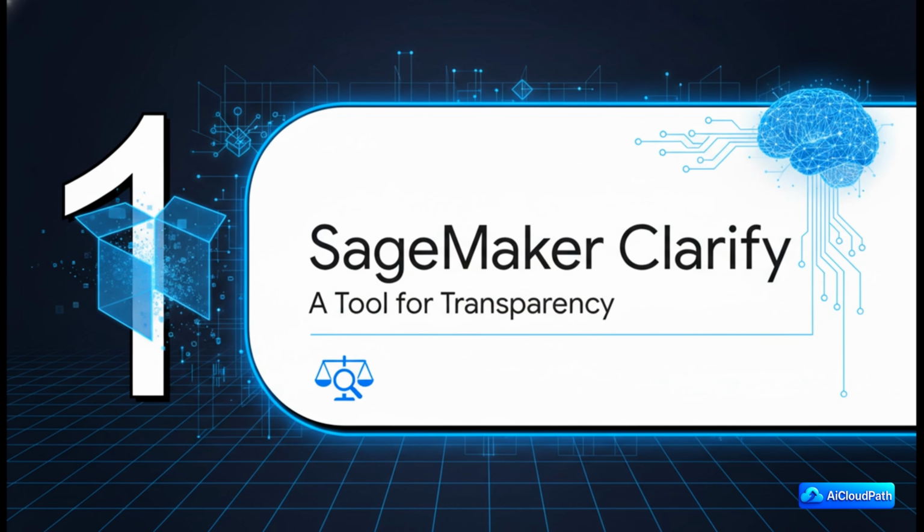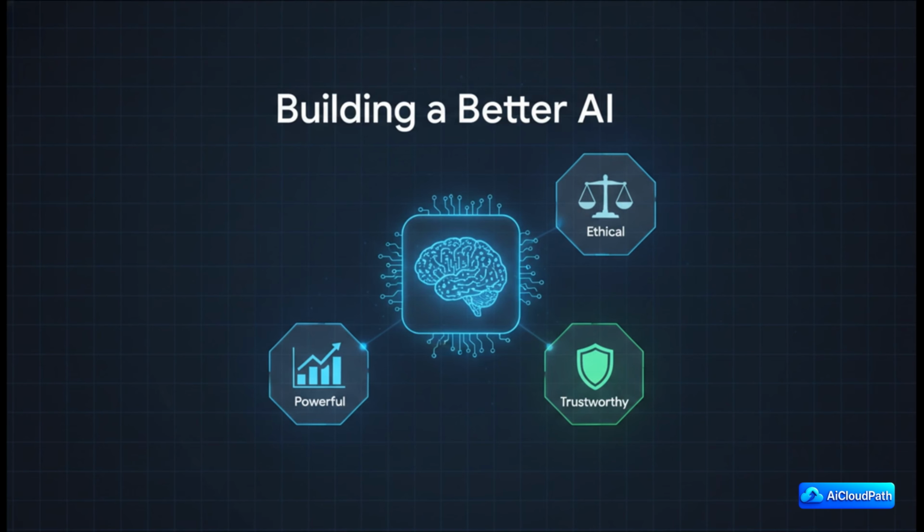Well, that's exactly where a tool like AWS SageMaker Clarify comes into play. It's designed specifically to bring transparency to the table, helping us understand how and why an AI model makes the decisions it does. See, the ultimate goal here isn't just to build powerful AI. It's to build AI that we can actually depend on. And that means creating systems that are not only effective, but also ethical and, most importantly, fundamentally trustworthy. Tools like Clarify are absolutely crucial for getting us there.